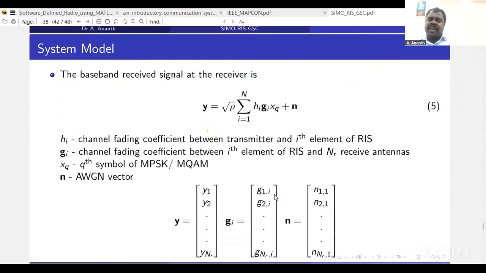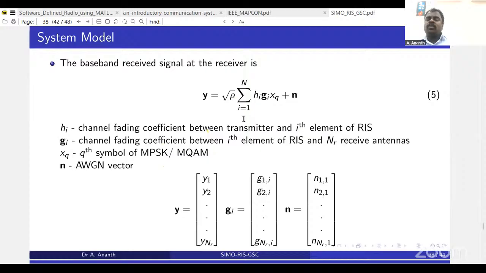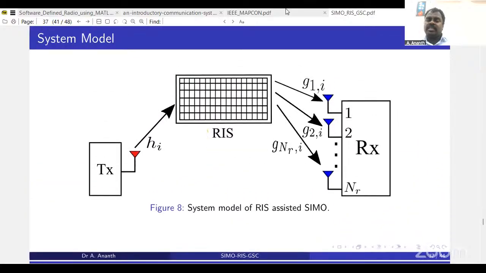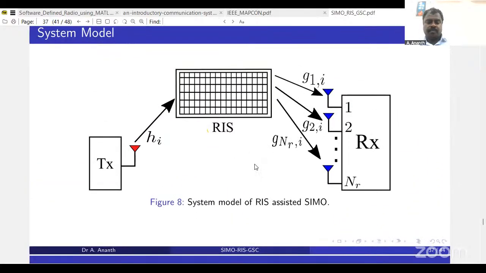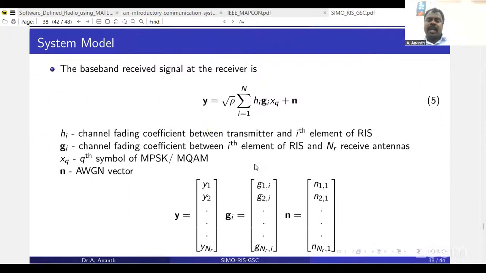Accordingly, we can write the system model equation like this: Y equals square root of rho, summation i equal to 1 to N, h_i g_i x_q, plus n. Again, here we assumed it is a blind one, since we don't have any exponential of j theta term or phase adjustment. Here you can see we have only h_i, which is a 1 by 1 complex number, whereas g_i is a vector because we have NR number of receiver antennas. And x_q is the q-th transmitted symbol from MPSK or MPAM.